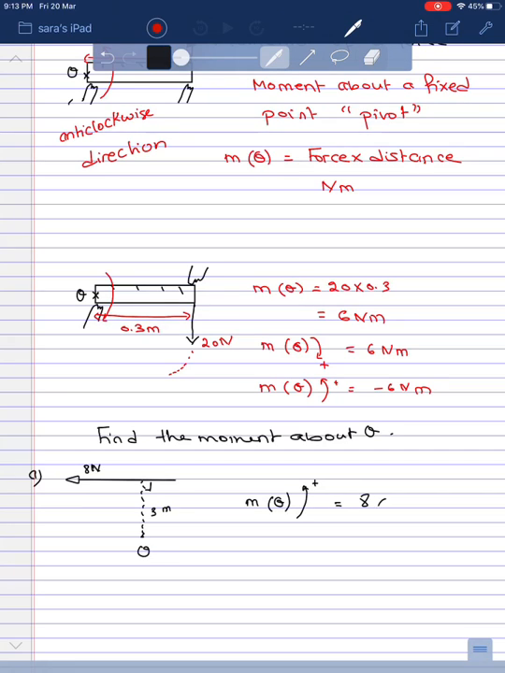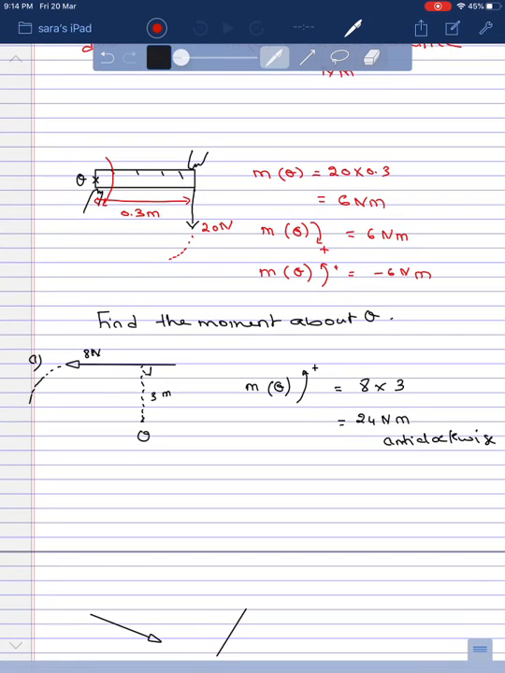Now it will be 8 multiplied by 3. Now put your finger on O and try as if you're pushing through the arrow, but with respect always towards the O, our fixed point. I will see that it will be turning anti-clockwise. So that's why I keep my answer positive. So it's 24 Newton meter anti-clockwise.